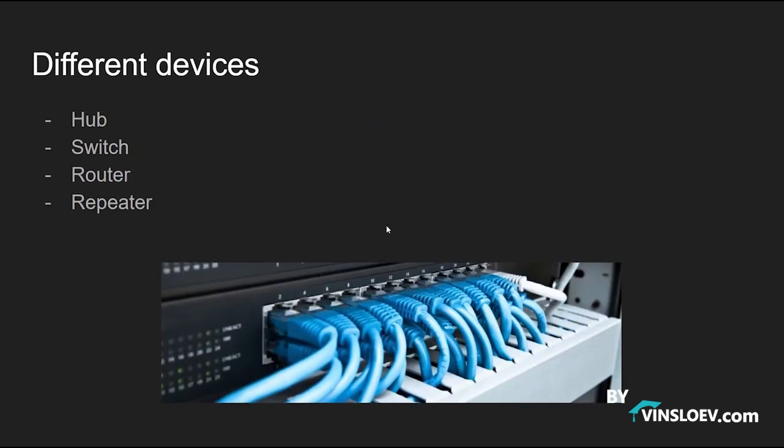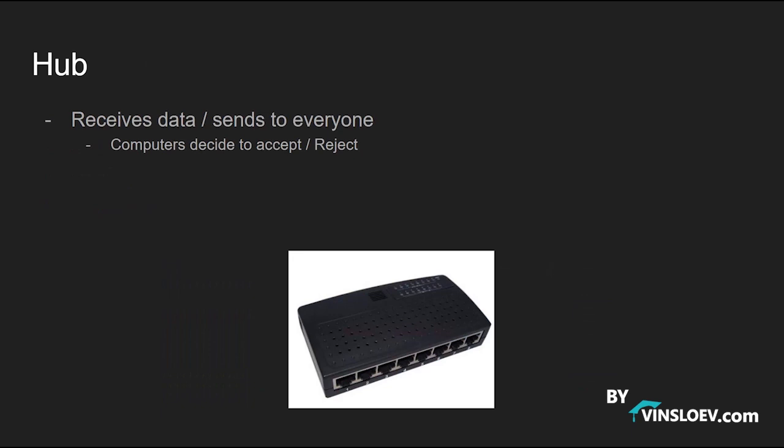So, what are the different devices that we're going to talk about? We're going to talk about a hub, a switch, a router, and a repeater. So, what is a hub? Well, a hub is a very dumb device.